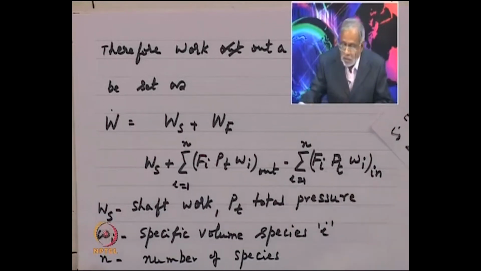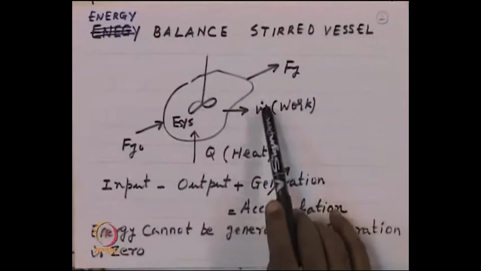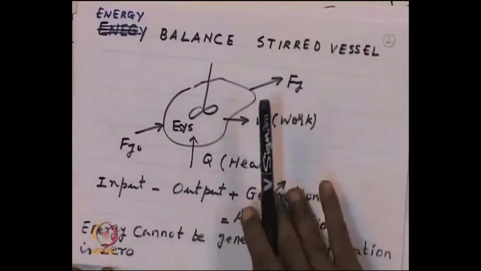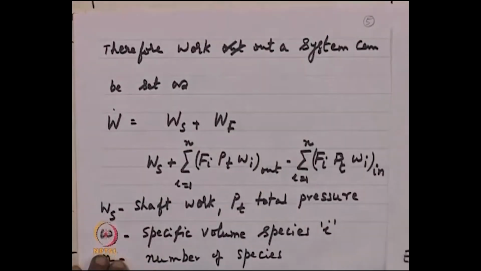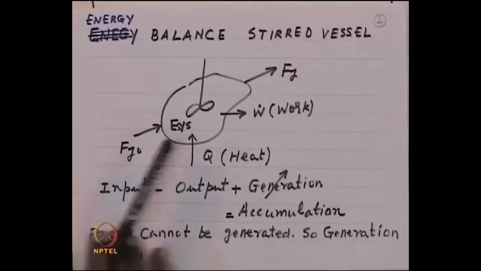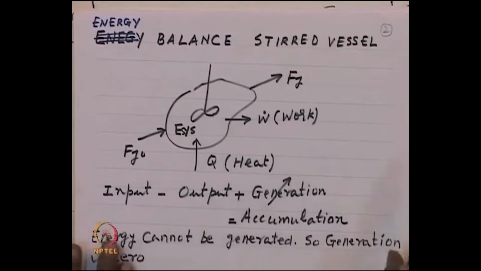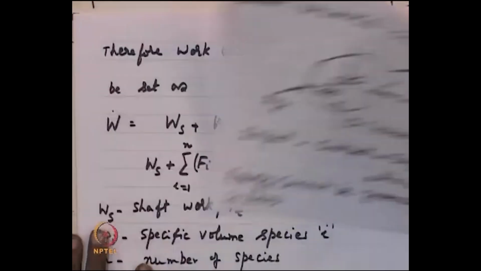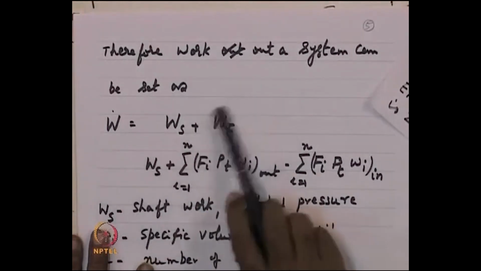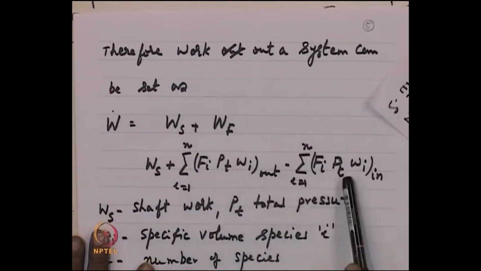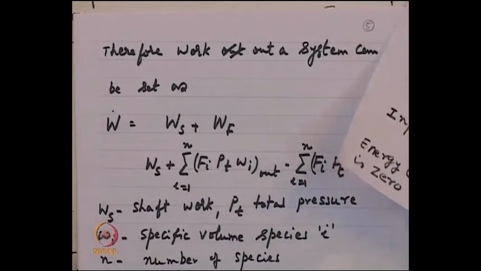So, what are we saying now? In our first law, W dot, which represents the work that comes out of the system, can now be broken up into two parts. Part 1 is shaft work, and part 2 is what is called flow work, which is Fi Pt omega I out minus Fi Pt omega I in. Okay. So, the total amount of work that comes out of our system, W dot, we have broken up into shaft work and flow work, and we have put the flow work separately. Let us see what advantages we get out of doing this.